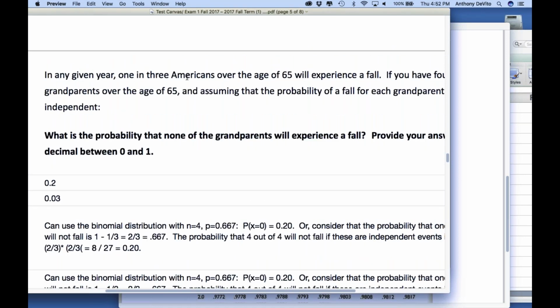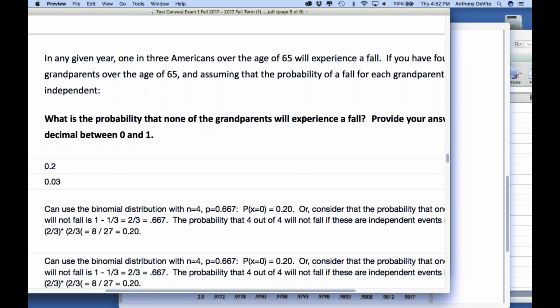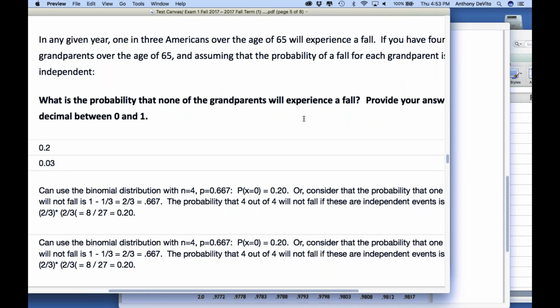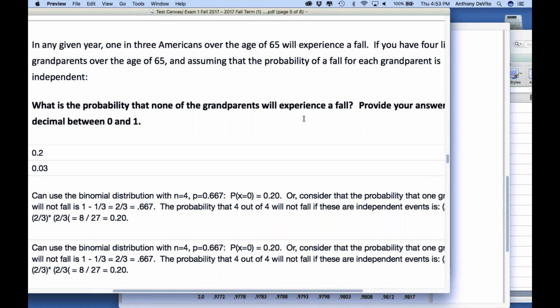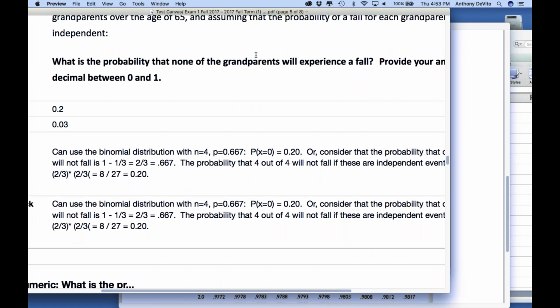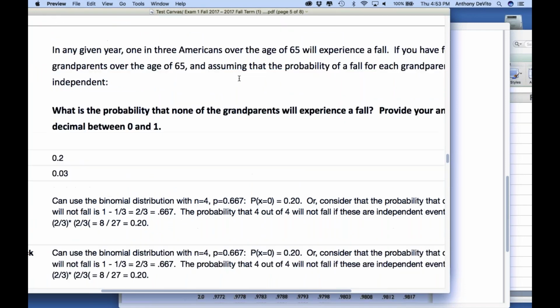In any one given year, 1 in 3 Americans over 65 will experience a fall. Probability of a fall is 0.33 for any one individual. If you have 4 living grandparents, so we have a sample of 4 people, right? So our sample size is 4. Assuming the probability is independent, what's the probability that none of them will experience a fall?